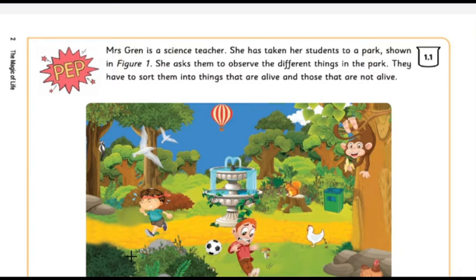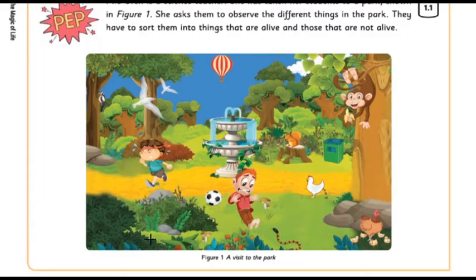Mrs. Gren is a science teacher. She has taken her students to a park. See, this is a park and children are playing here. A crow, birds, hen, everything are seen there. What are the living things and what are the non-living things you can see here? Just point out.